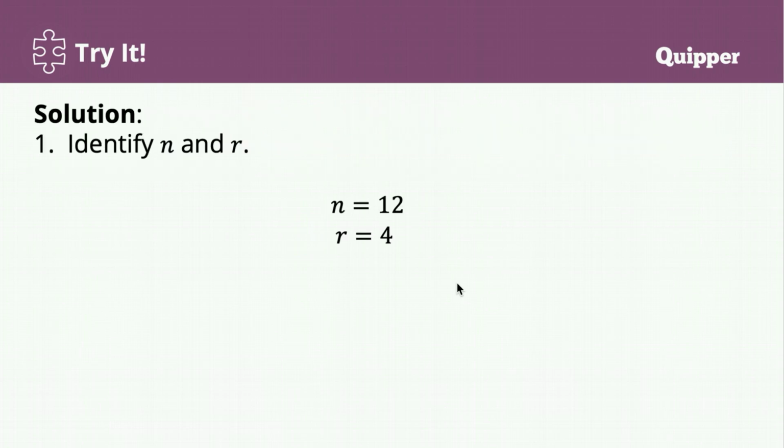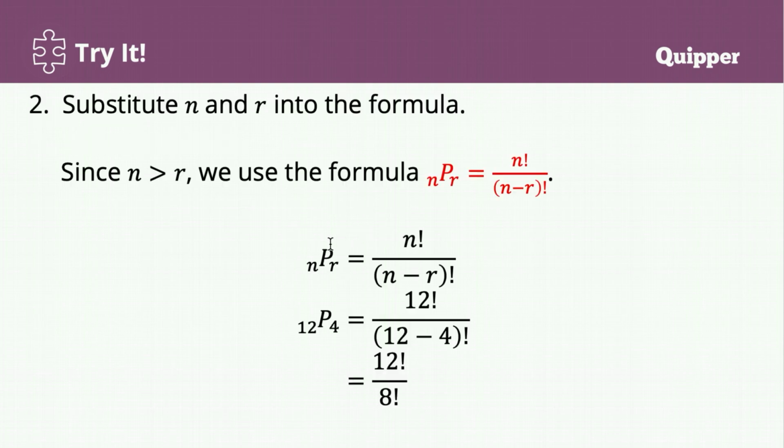To solve this, we are to identify first n and r. There are 12 members in the board of directors, so n is equal to 12. And there are 4 positions to be filled: the president, vice president, secretary, and treasurer. So r is equal to 4. Now this time, n is greater than r. Since n is greater than r, we are going to use the formula n factorial over n minus r factorial.